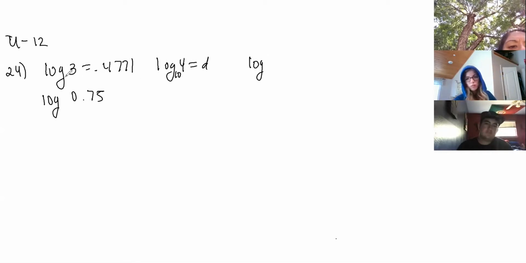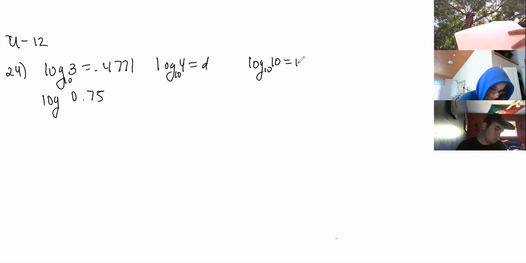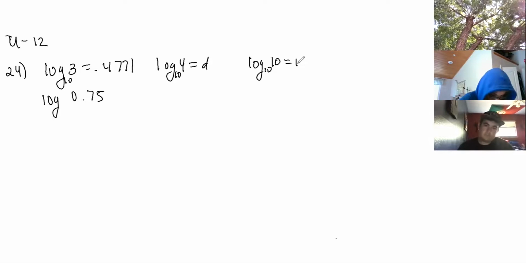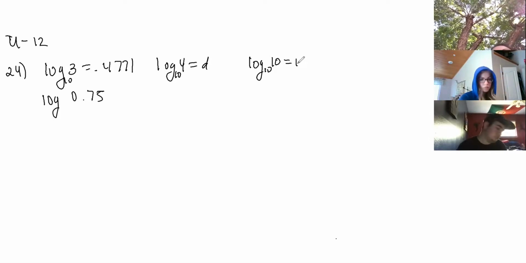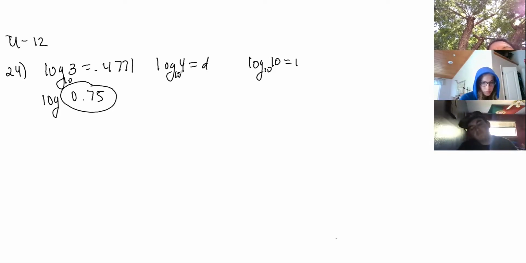So you don't need it on this one, but I'm going to write it down. You should always remember that since the bases are 10, log base 10 of 10 equals 1. If the bases were 7, you would do log base 7 of 7 equals 1. So what we're going to do is see if we can get 0.75 using 3 and/or 4 and/or 10 using multiplication, division, and exponents.